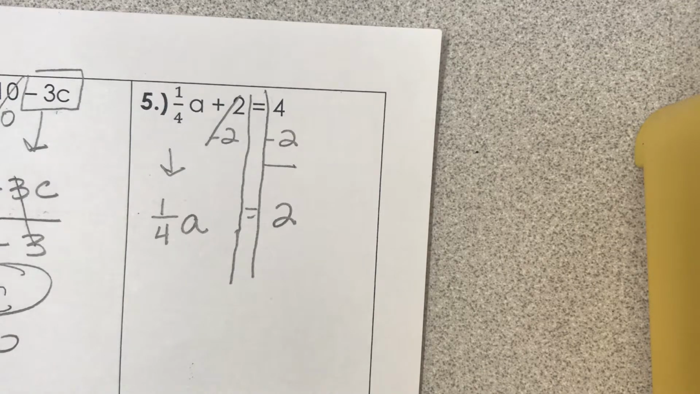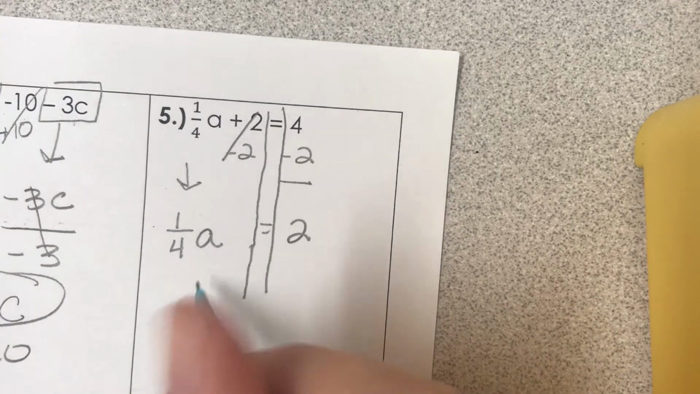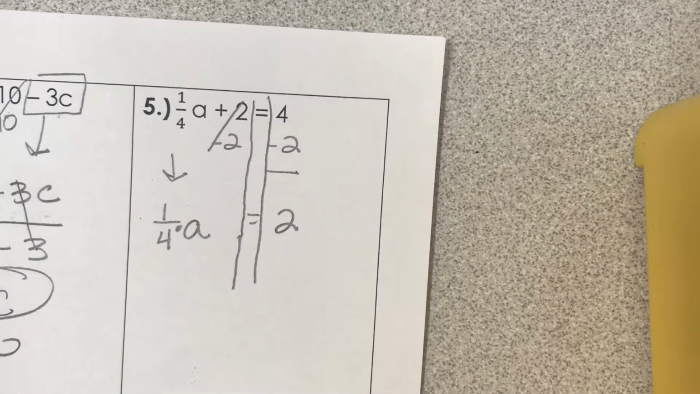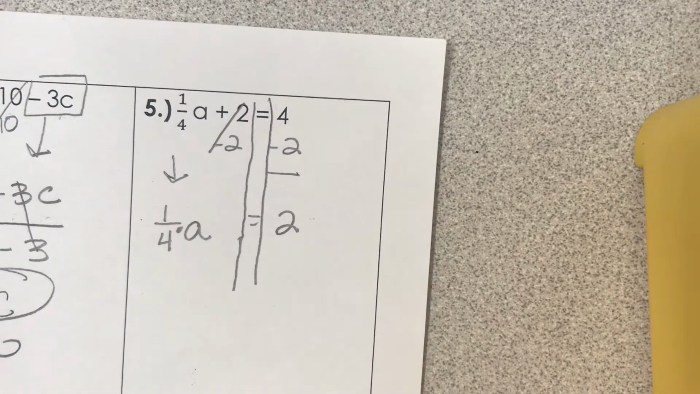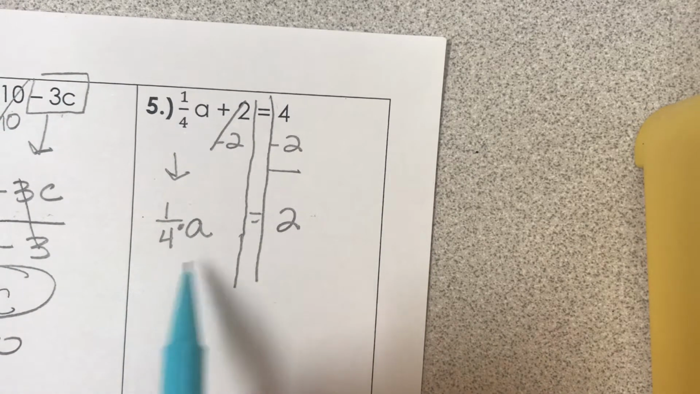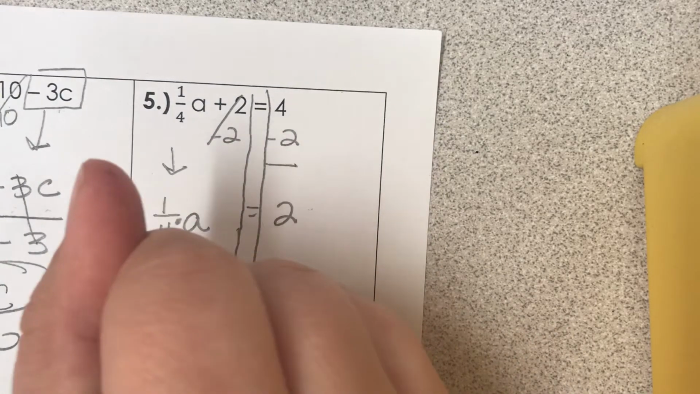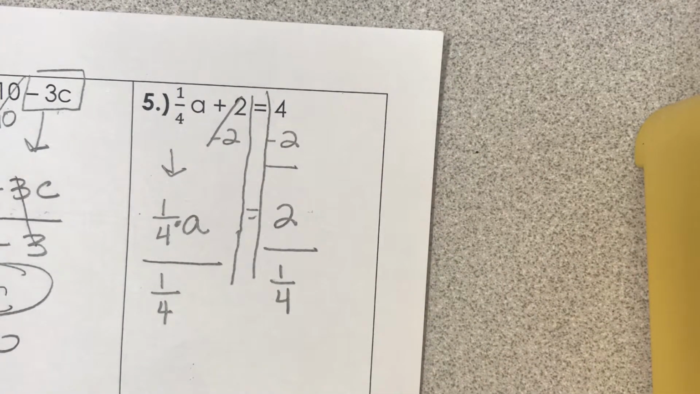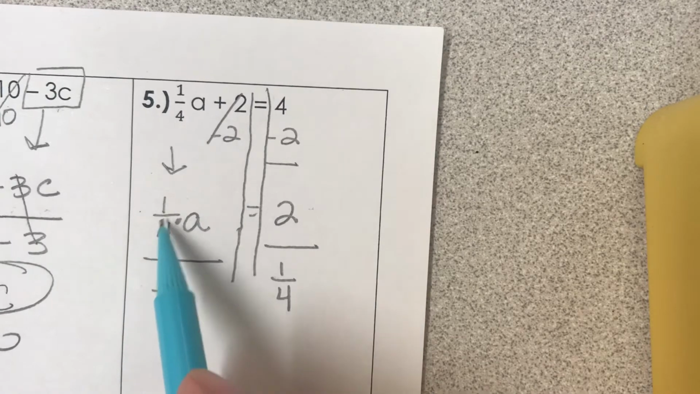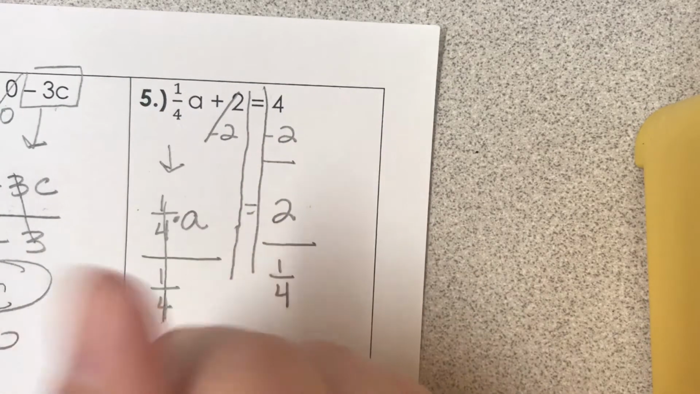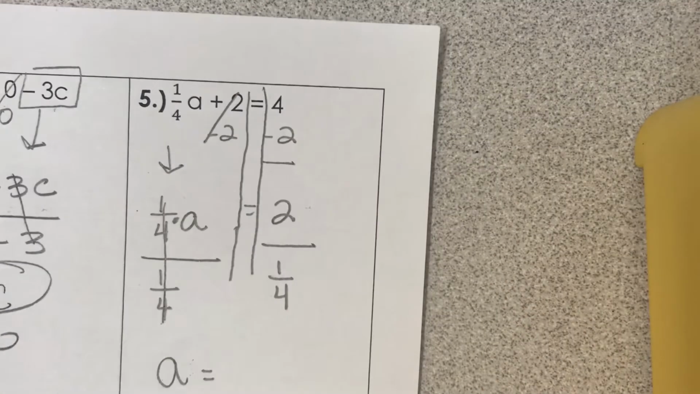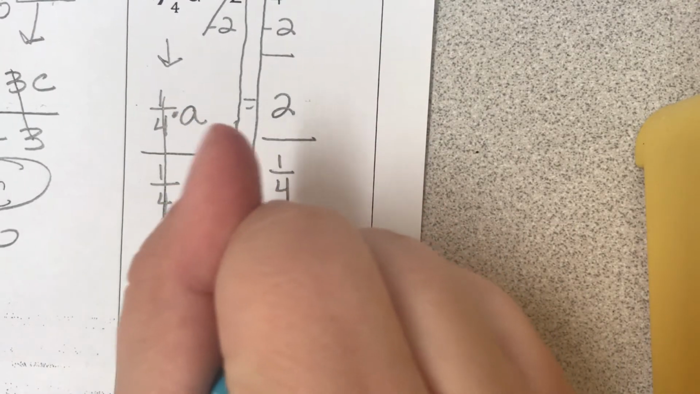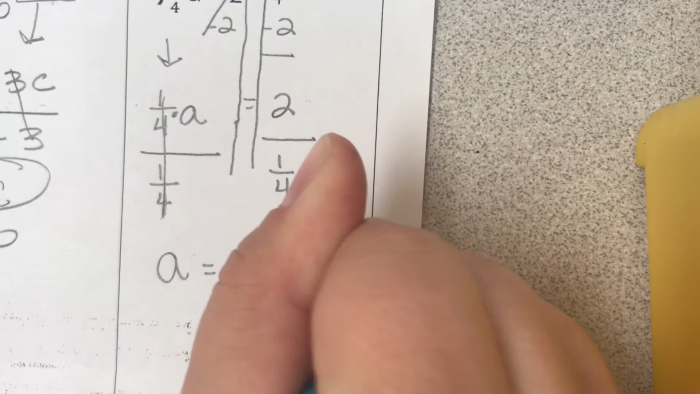Now, don't let the fraction throw you off, because what this means is 1/4 times a. So we're going to do just like we did in the other problems that had whole numbers as the coefficient, the number in front of the variable. We are going to divide both sides by 1/4. If I divide a number by itself, 1/4 divided by 1/4, I get 1a equals, remember this fraction line means to divide, 2 divided by 1/4.